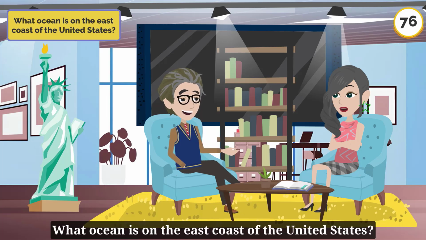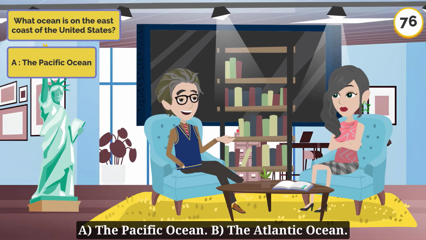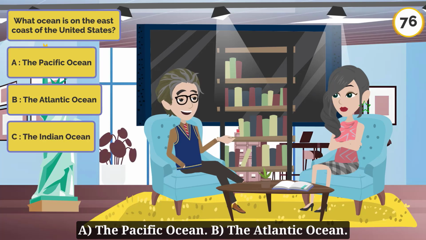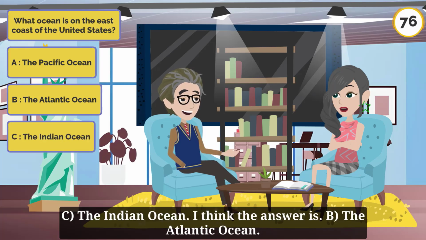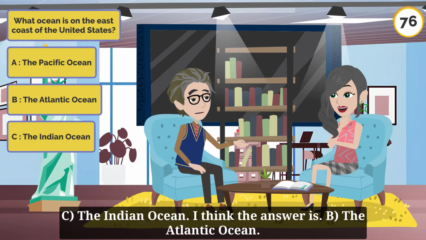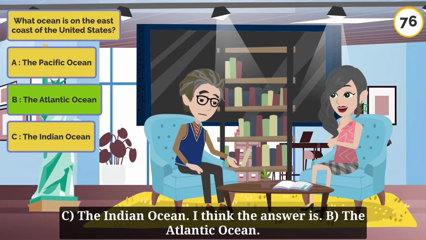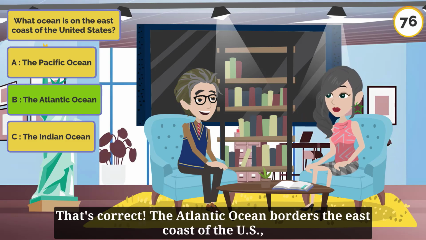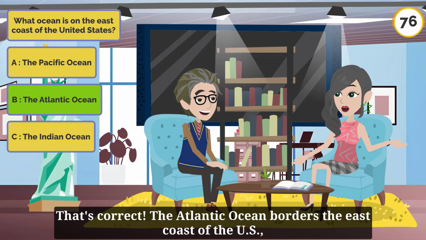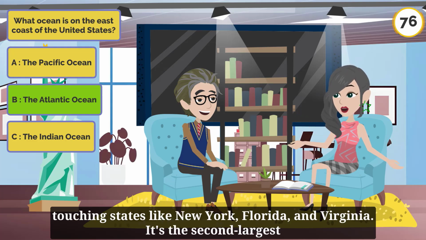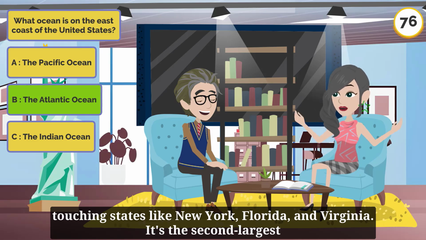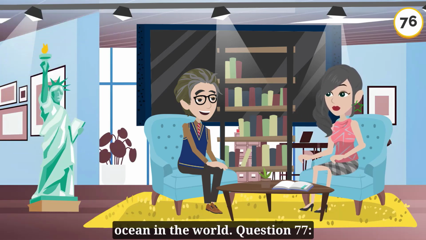Question 76. What ocean is on the east coast of the United States? A. The Pacific Ocean. B. The Atlantic Ocean. C. The Indian Ocean. I think the answer is B. The Atlantic Ocean. That's correct. The Atlantic Ocean borders the east coast of the U.S., touching states like New York, Florida, and Virginia. It's the second largest ocean in the world.